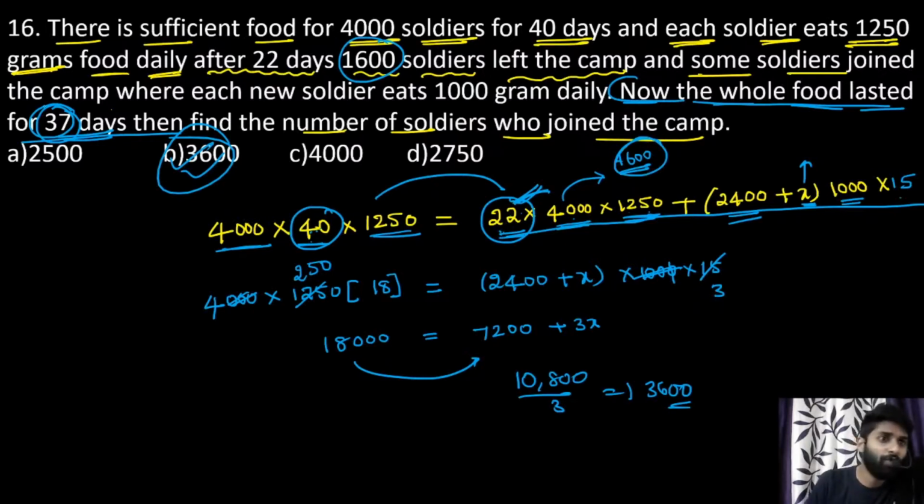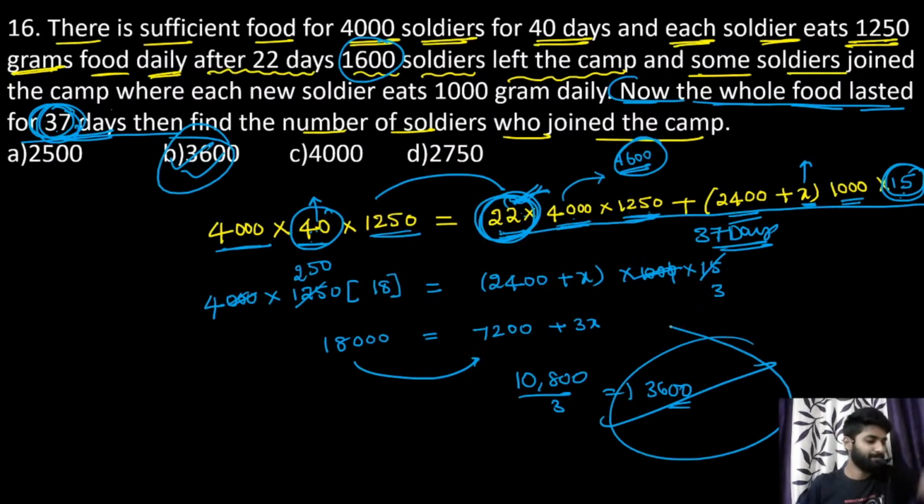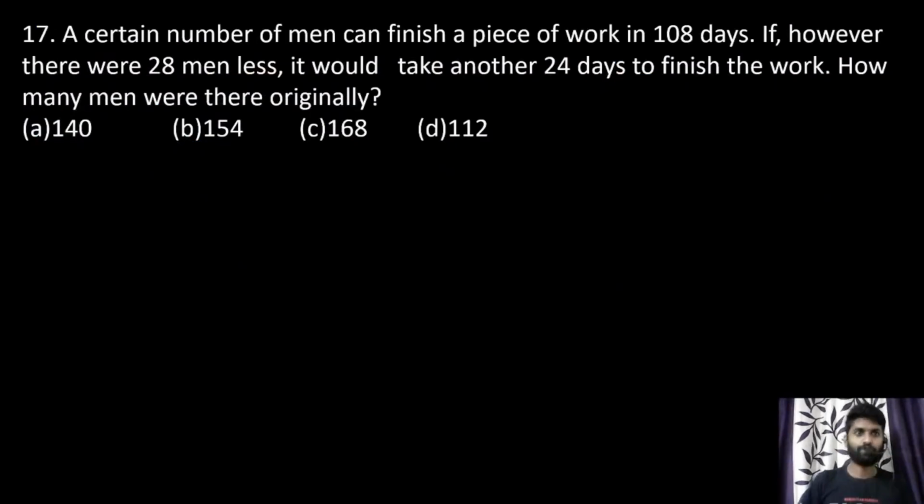That's why the whole food lasted for 37. So generally they are planning for 40, but the food lasted for 37, which means they are adding more than 1600. That is the information we need to identify. The whole food lasted for 37 days. Already completed 22 days, left with 37 minus 22, the value becomes 15. Then you can go with the calculation, you get 3600. Go through the next one.